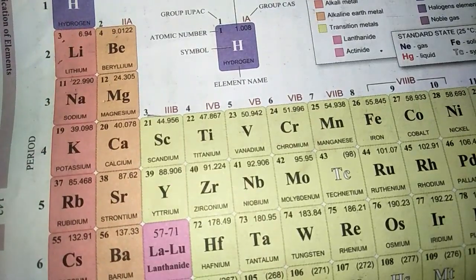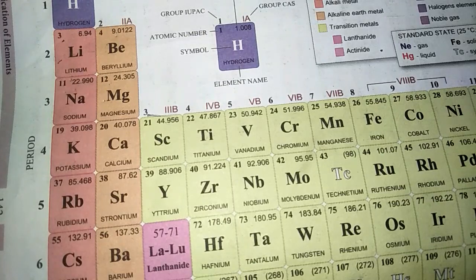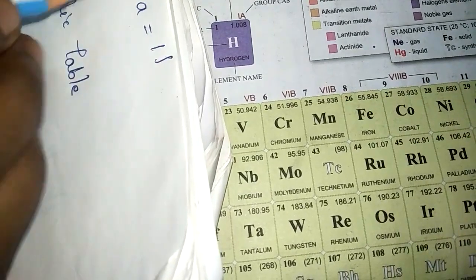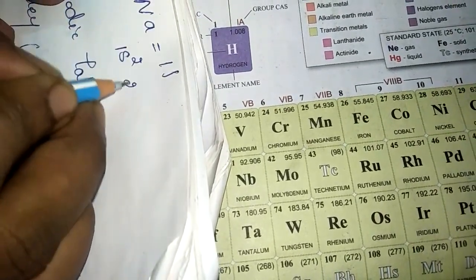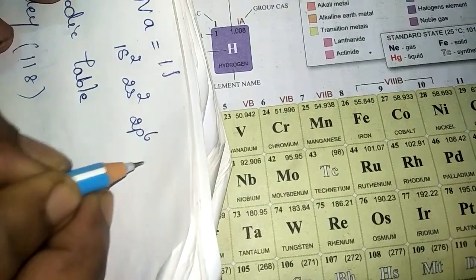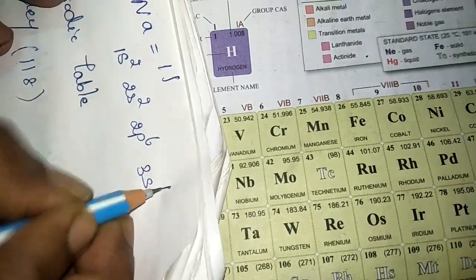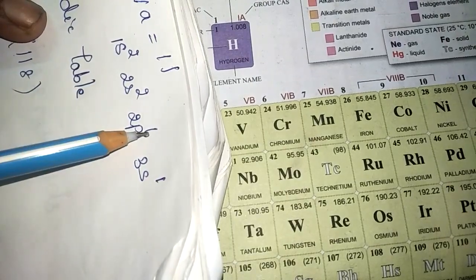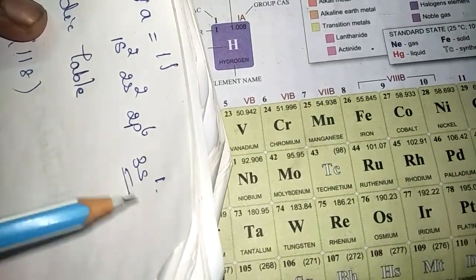And these 2 are called what block? S blocks, because when you write the electronic configuration based on the subshells, all the elements end with the S subshell. For example, sodium. Sodium atomic number is 11. If you write the electronic configuration, 1s2, 2s2, 2p6, 3s1. So see, 2 plus 2, 4, 4 plus 6, 10, 10 plus 1, 11. So the last subshell, it ends with what?